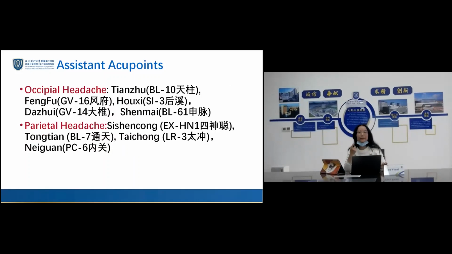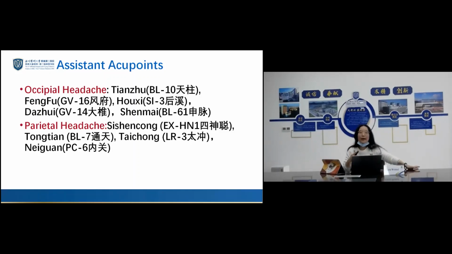That's for migraine. And if it's occipital headache on the back, you can choose the 天柱 bladder 10, and the 风府 governor vessel number 16, and the 后溪 small intestine 3, 大椎 governor vessel number 14, and the 申脉 bladder 62. That's for the occipital headache.